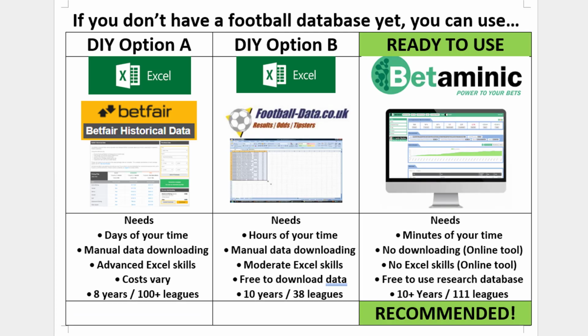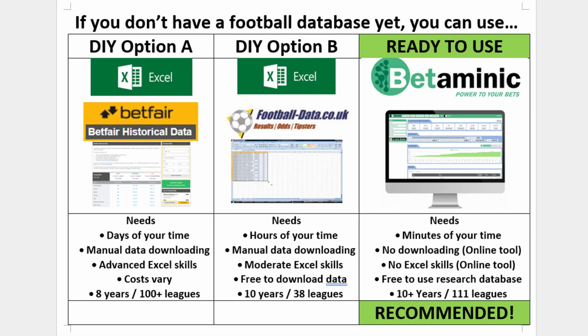If you don't have a football database yet, you can use do-it-yourself option A, using Excel and downloading Betfair historical data from their website, but that needs days of your time. You need to do manual data downloading. You'll need advanced Excel skills. The costs vary. They have 8 years of data with over 100 leagues.